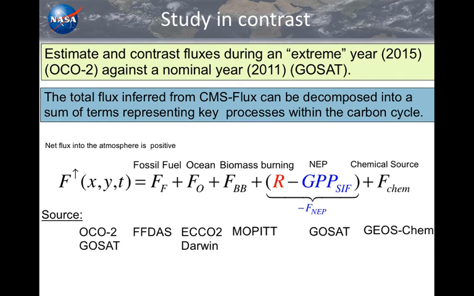So if you think about a carbon flux at any given grid cell, you can think of the net flux as equal to the sum of all these different components: fossil fuel, oceans, biomass burning, net ecosystem production, which in turn can be broken down as the difference between respiration and gross primary productivity, and the chemical source. Here are the different sources of information that we use to describe each element. OCO-2 is used to constrain the total amount. MOPITT CO is used to constrain the biomass burning. We use GOSAT SIF to constrain the gross primary productivity, and then we use our other bottom-up models to constrain the other pieces.